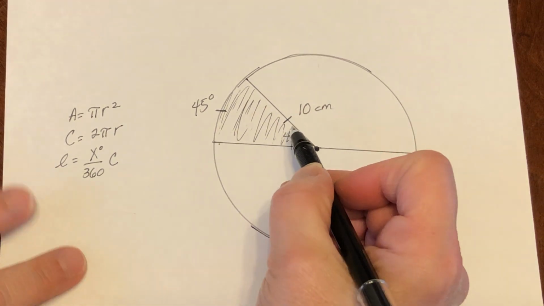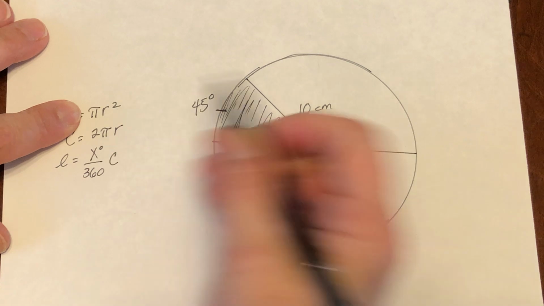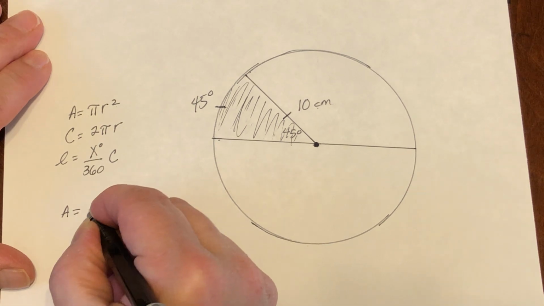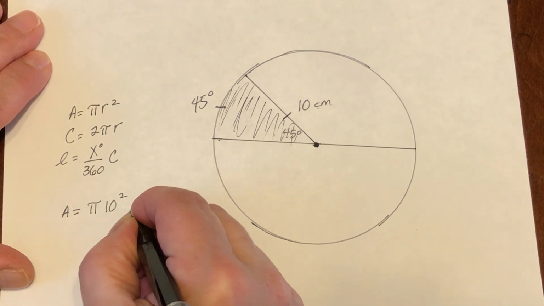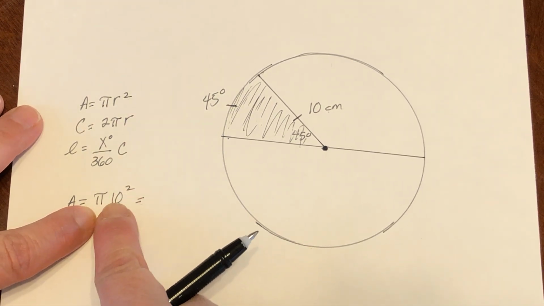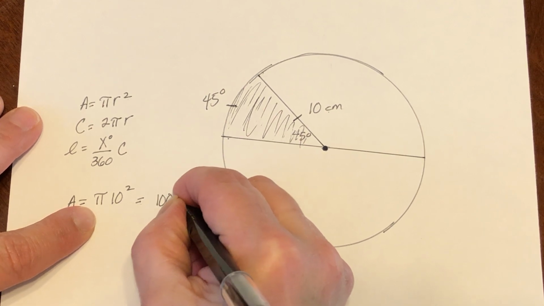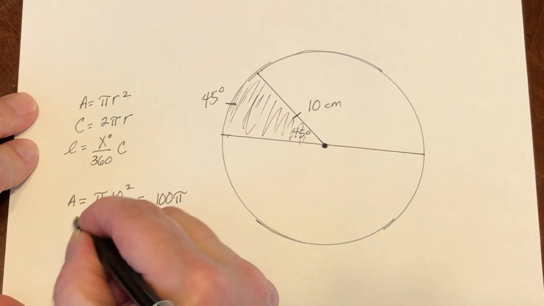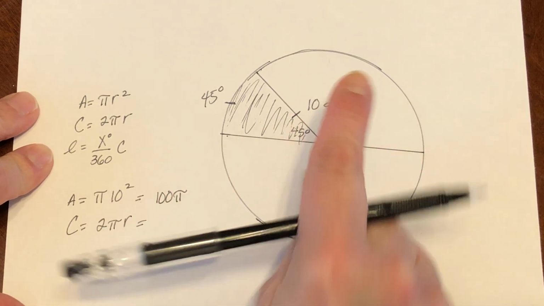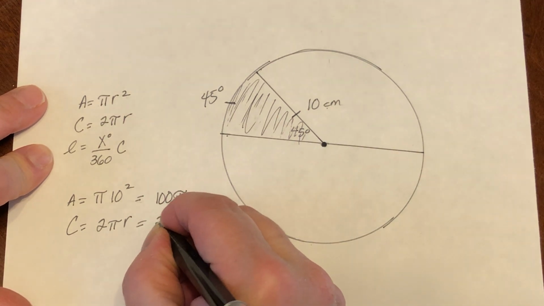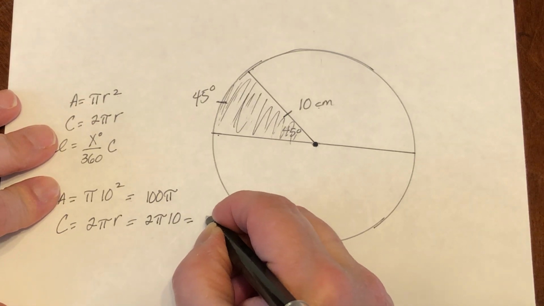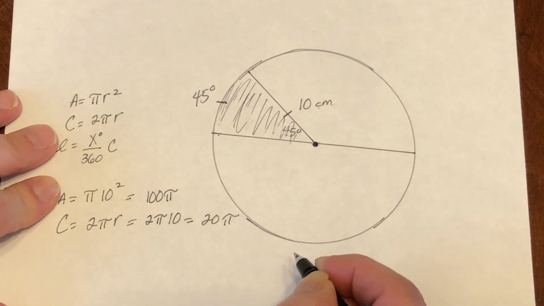So let's take a look at this first one. Pi times the radius squared. This is the radius from the center to the edge, so that's 10. So the area is going to be equal to pi times 10 squared. What does 10 squared mean? Well, it means 10 times 10. So 10 times 10 is 100, so this is 100 pi. Just leave it like that. Circumference is equal to 2 pi times the radius. Again, my radius is 10. So this is going to be 2 pi times 10. And 2 times 10 is 20, so the circumference here is 20 pi.